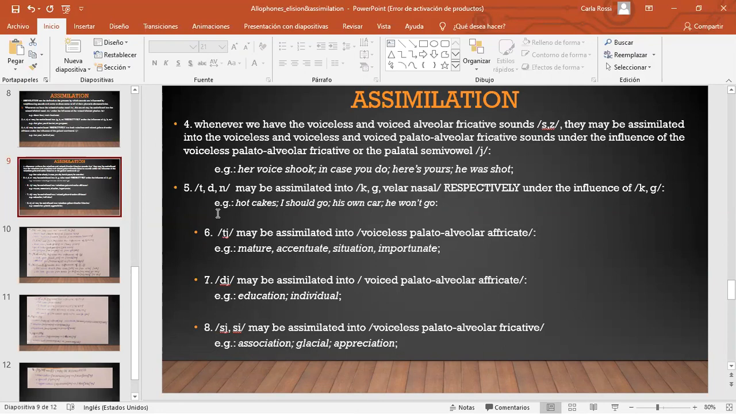For example, these kinds of patterns, if you pronounce it "hot cakes," yeah, you can do that. It's possible for you to do that, but you will sound kind of non-native or awkward, or very rigid if you don't assimilate.